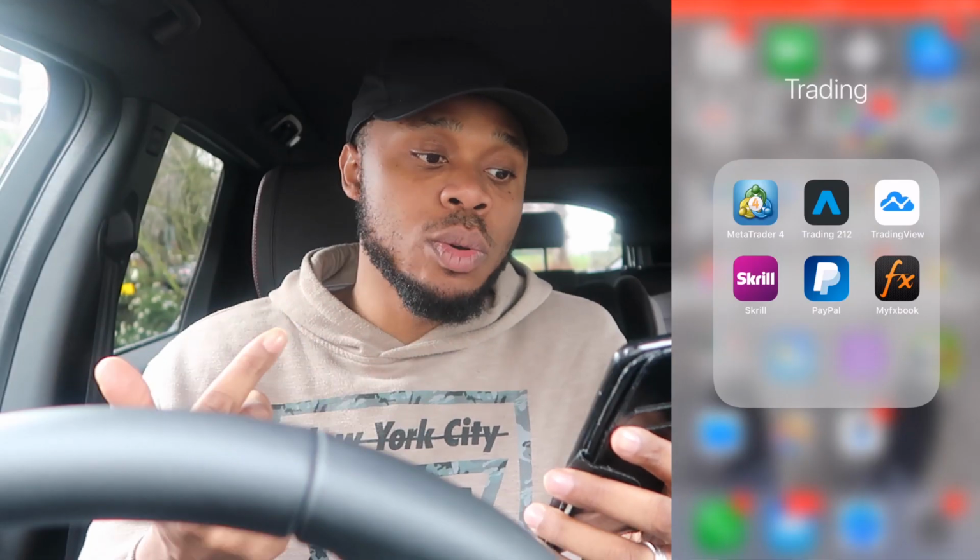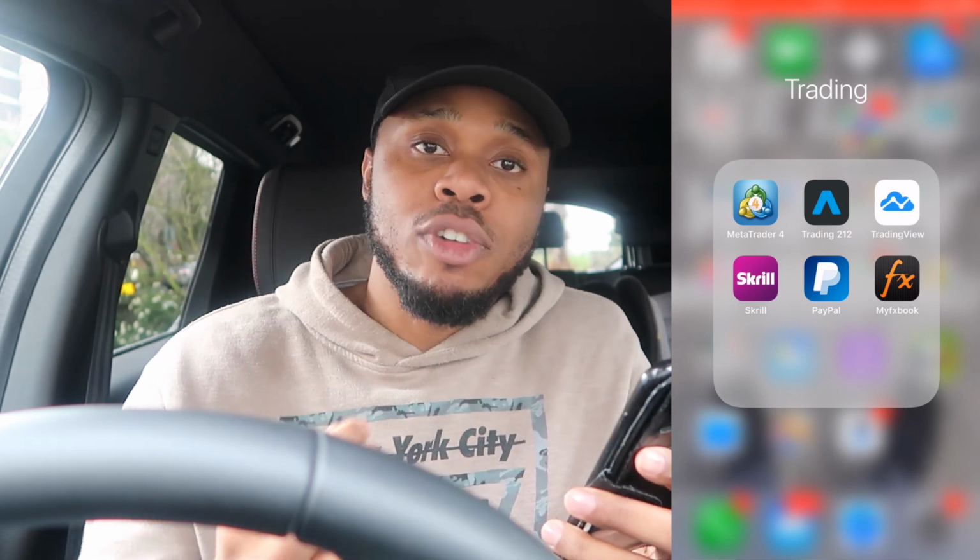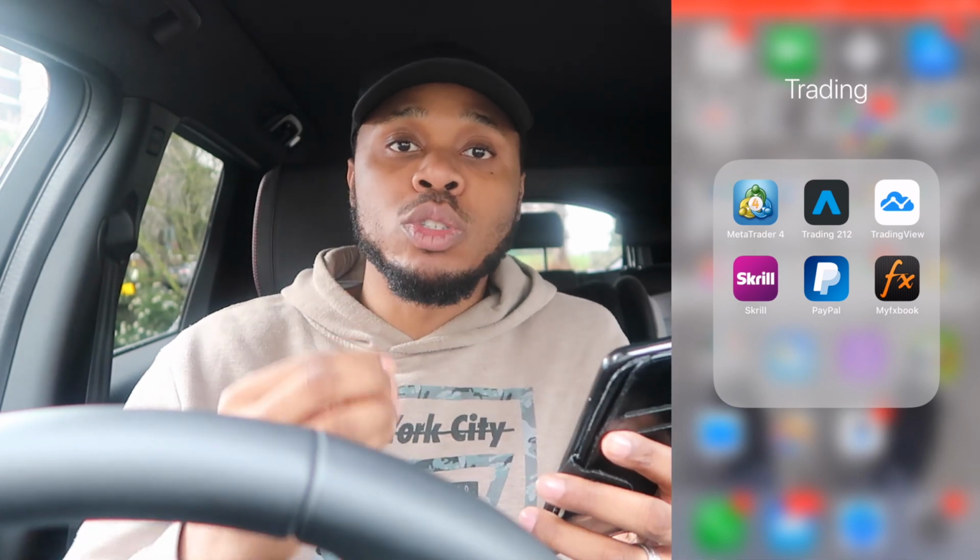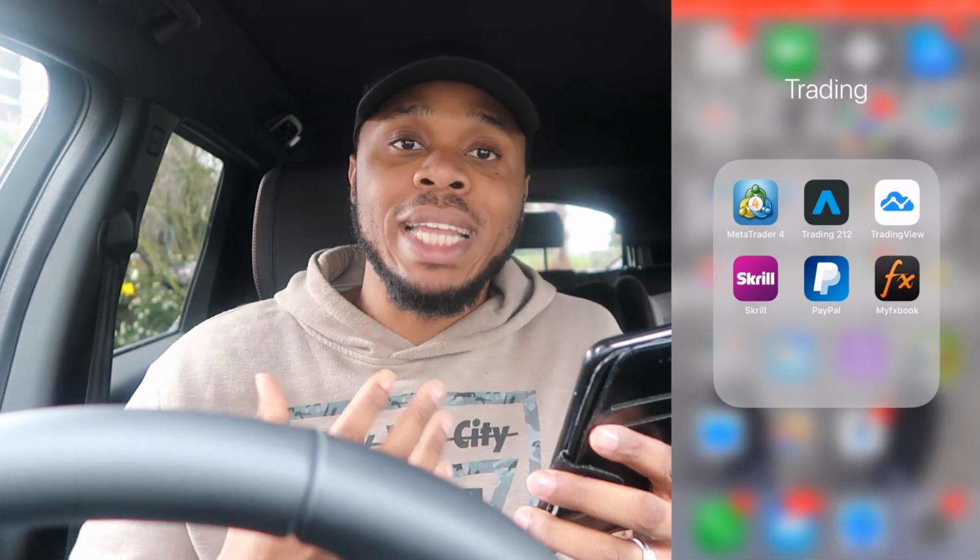Here's my phone right now. You can see all the different apps. The first 2 apps here are trading platforms. So this is where you physically go to place a trade. MetaTrader 4 is the one that I currently use.